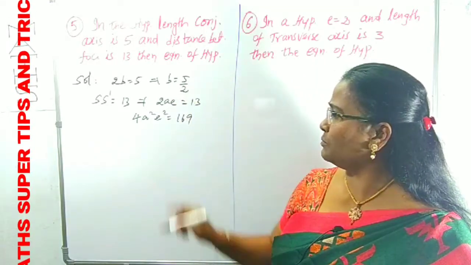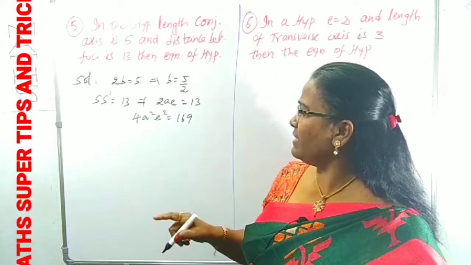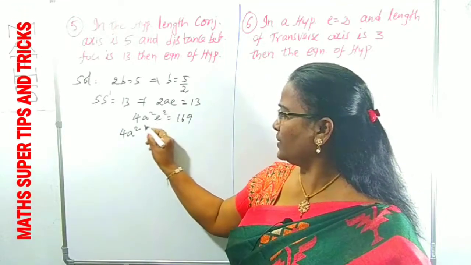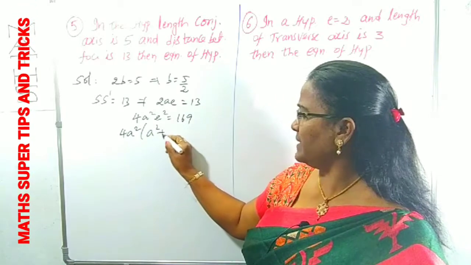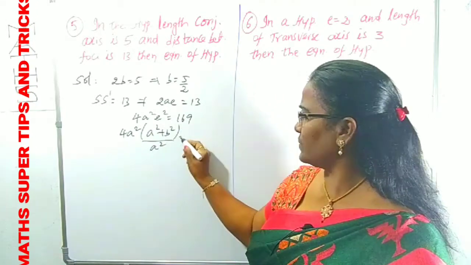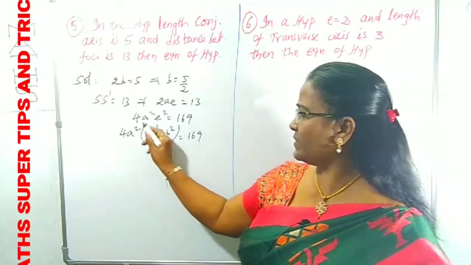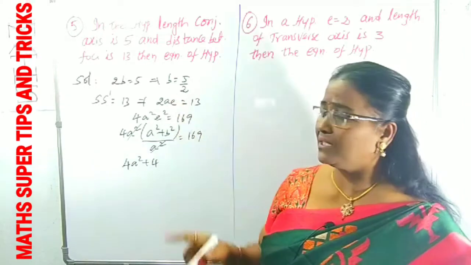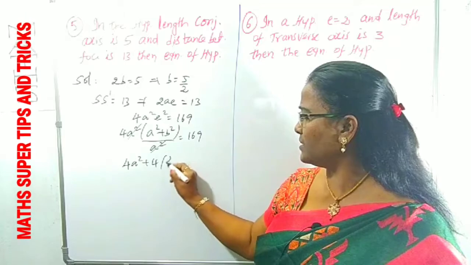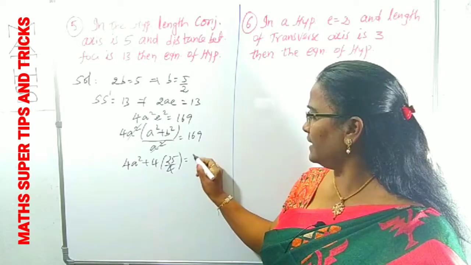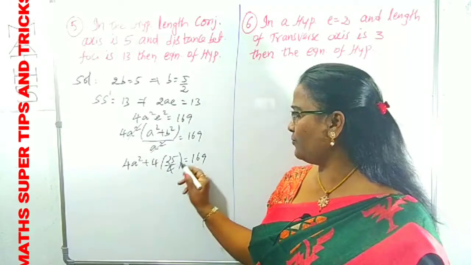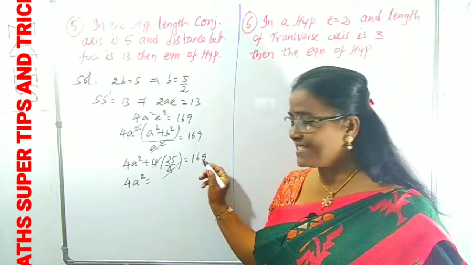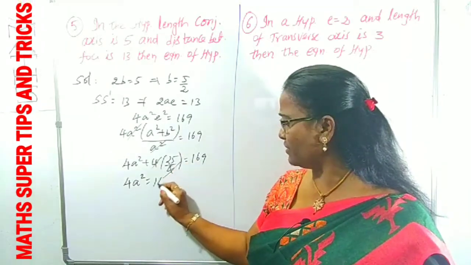You already know the b value, b is 5 by 2. We can use this b value here. 4a square e square is what? e square is a square plus b square by a square, and this equals 169. So a square gets cancelled here. 4a square plus 4b square. What is b square here? b is 5 by 2, which means b square is 25 by 4. So 4a square plus 25 equals 169. Clear? Now here 4 gets cancelled. 4a square equals 169 minus 25, which is clearly 144.